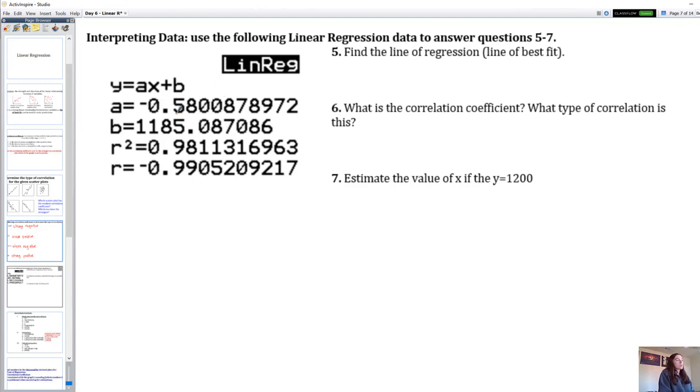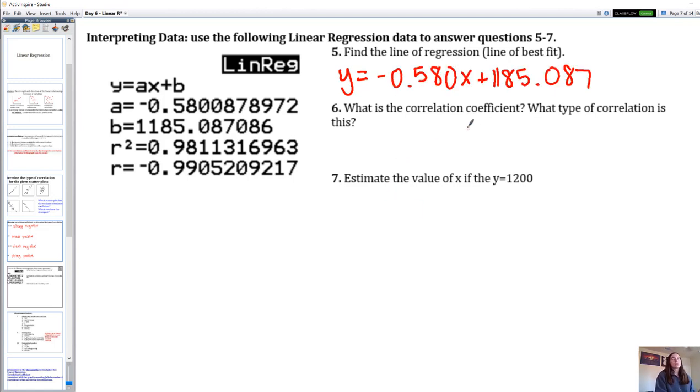But the way that we read this screen, this A value, that's our slope. B is 1185.087, so and so and so. So when we're writing this line of regression, we're going to use that A and B, and we're just going to plug them into y equals ax plus b. So our line of regression is y equals, and when we do this, we're going to round to the 1000th place, so 3 things after the decimal.